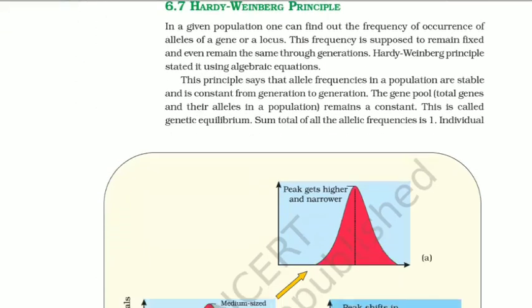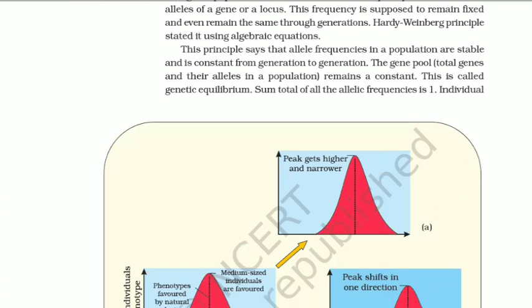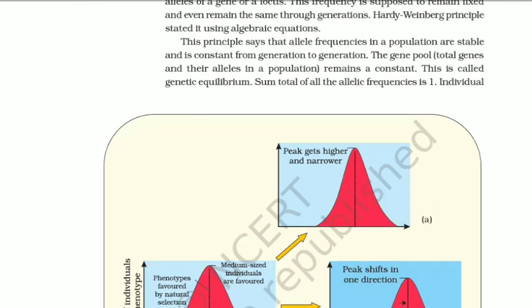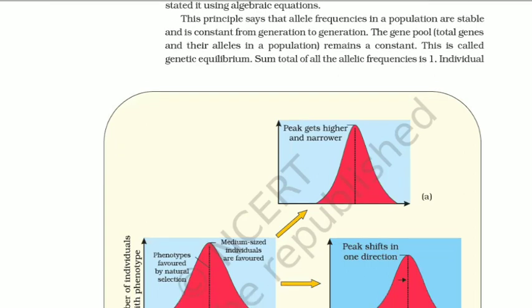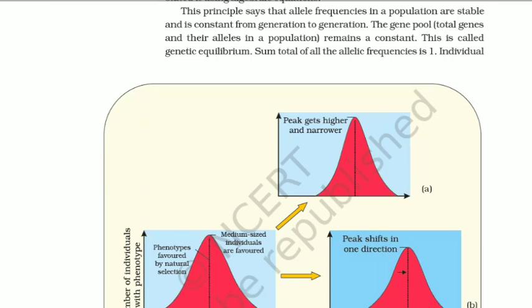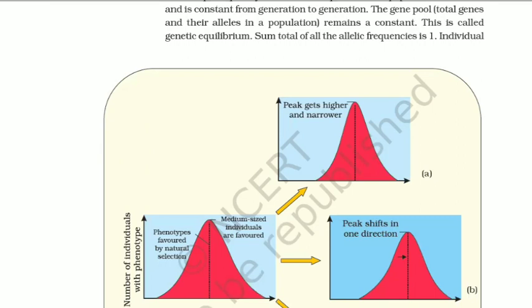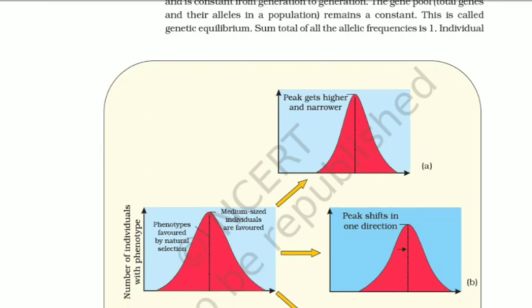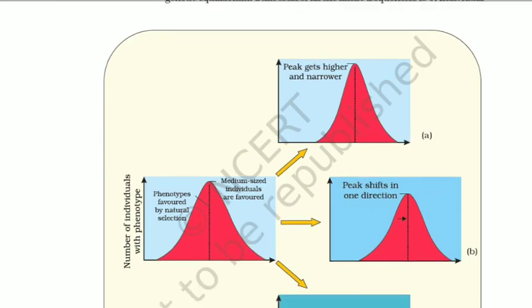6.7 Hardy-Weinberg Principle. In a given population, one can find out the frequency of occurrence of alleles of a gene or a locus. This frequency is supposed to remain fixed and even remain the same through generations. Hardy-Weinberg principle stated it using algebraic equations. This principle says that allele frequencies in a population are stable and constant from generation to generation. The gene pool, that is total genes and their alleles in a population, remains a constant. This is called genetic equilibrium. Sum total of all allelic frequencies is 1.